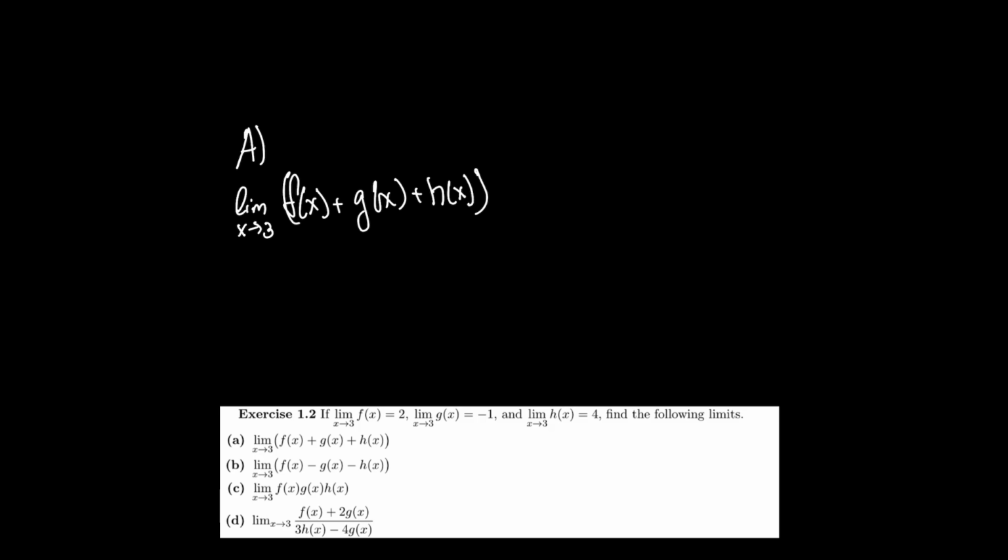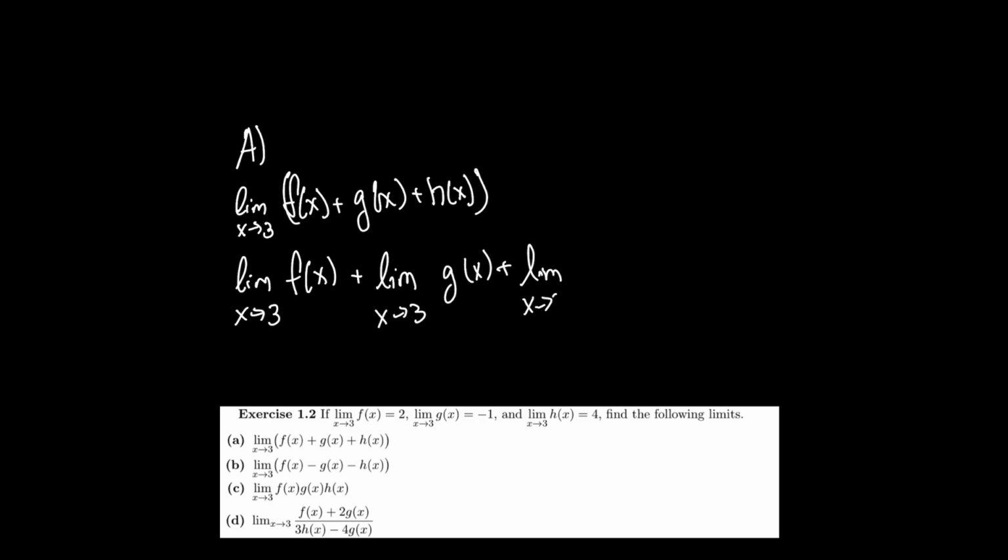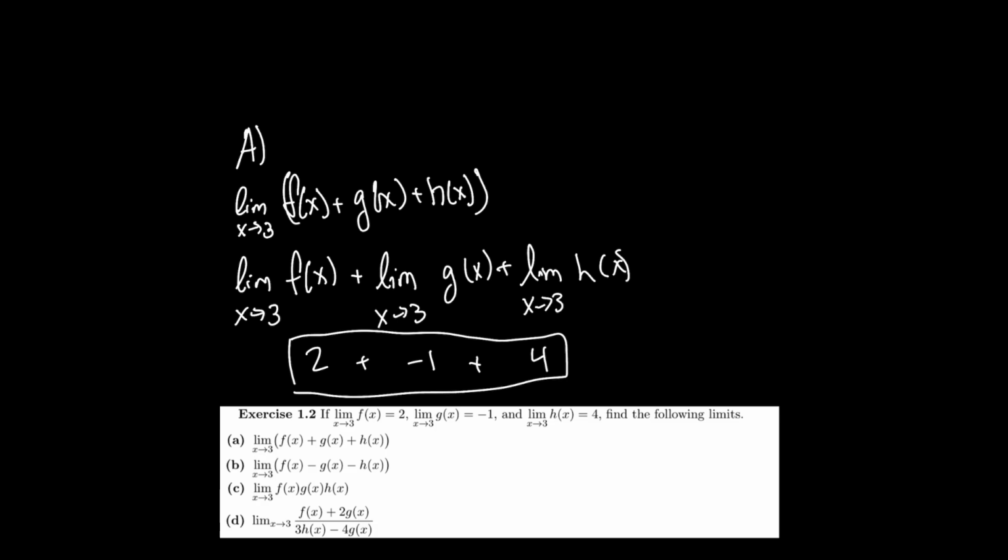So a is the limit as x approaches 3 of the three functions added up. Using the algebraic limit laws, we can actually split them up. We can now use the algebraic limit laws, the individual limits given, and add them up individually. And it will give us the exact same answers. So we're going to have 2 plus -1 plus 4. This is going to give us our final answer of 5.